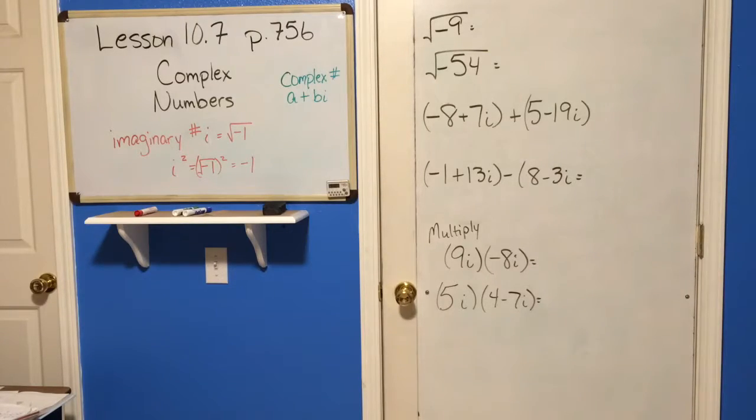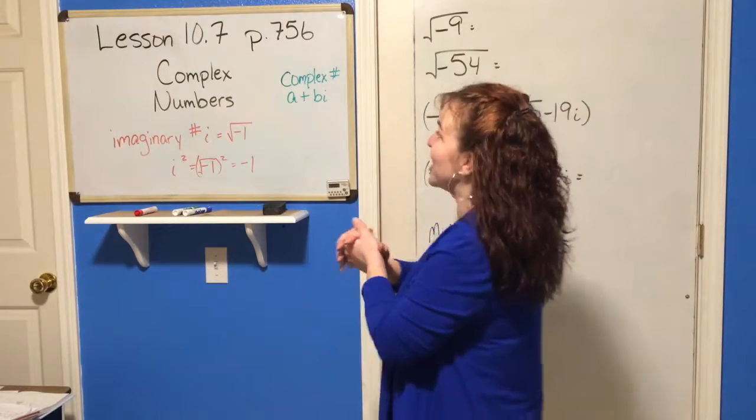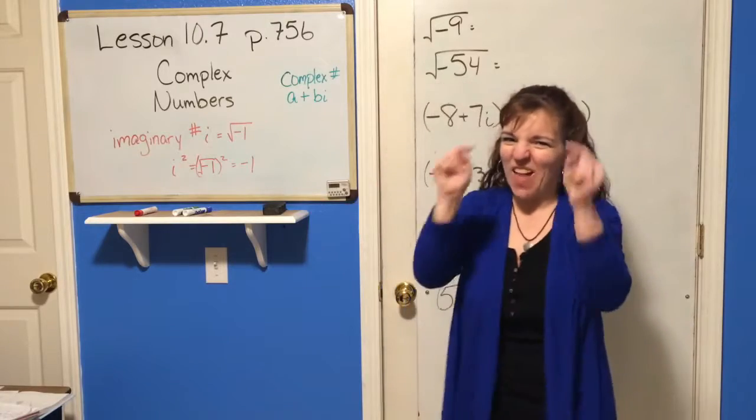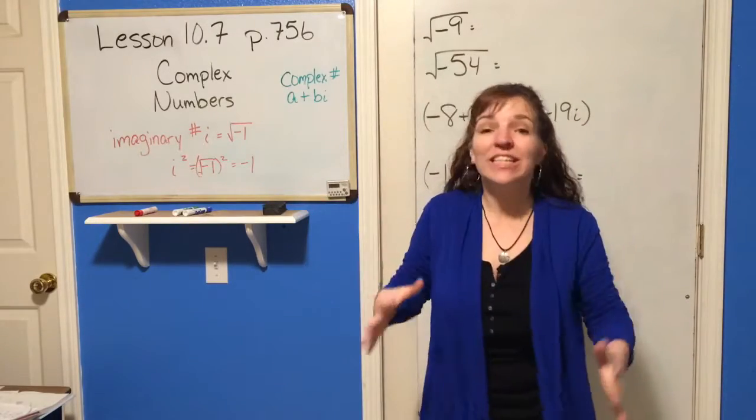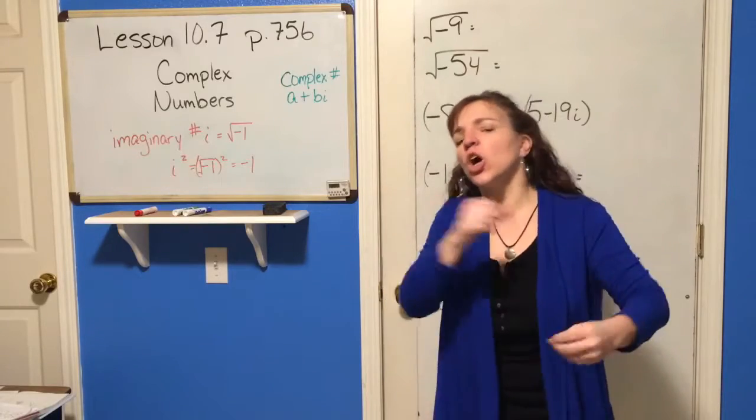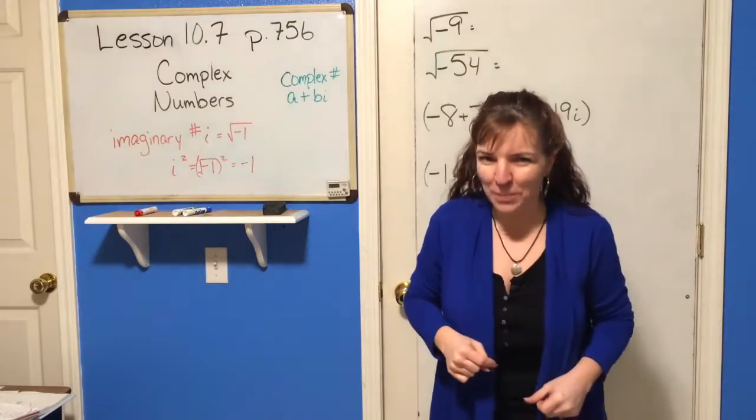Section 10.7, the last section of Chapter 10, is on complex numbers, and this is the section that I told you about at the beginning of the year. I did not lie to you. There are such things as imaginary numbers.